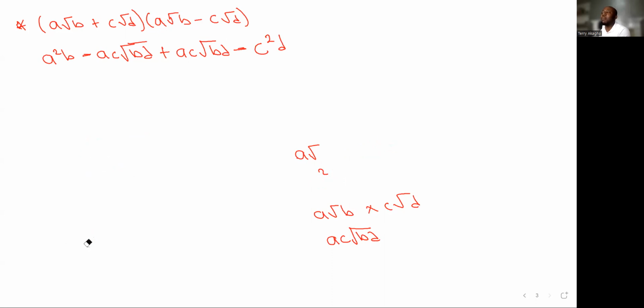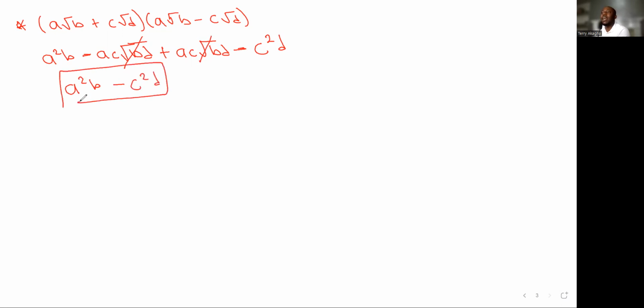So after this step, the next thing we have to do is to simplify. Minus ac root bd and plus ac root bd will cancel out. So you now have a squared b minus c squared d. So you can also see in this scenario as well, the surds disappear.